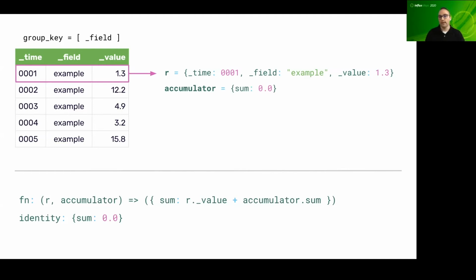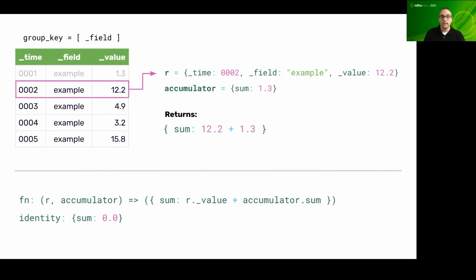So I have sum is 0.0. So the return record is going to include the sum key, which represents the value of the current row plus my accumulator.sum, which in this case is the identity. Let's expand these variables down until ultimately this is the return record that I get from this iteration of this first row. This return record then gets passed in as the accumulator of the next row iteration.